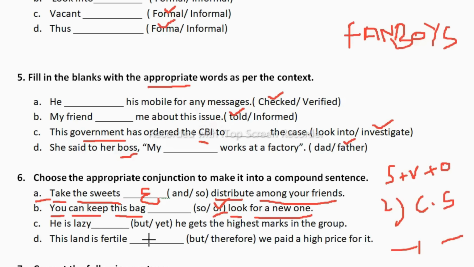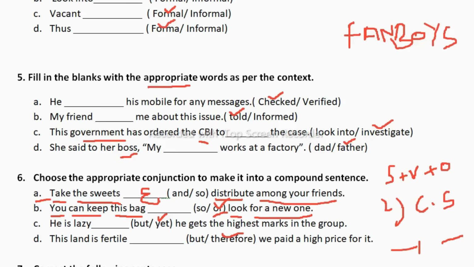He is lazy dash he gets the highest marks in the group. Here, but or yet, what should we take? We use "but" when a negative is there, but here we are showing a positive thing, so the correct answer is yet. Next, this land is fertile dash we paid a high price for it. "But" is again for a negative thing, but we are not seeing any negative here. Just now we have seen "thus". In place of thus we can use therefore, and in informal language we use so in place of therefore, to show the consequences.